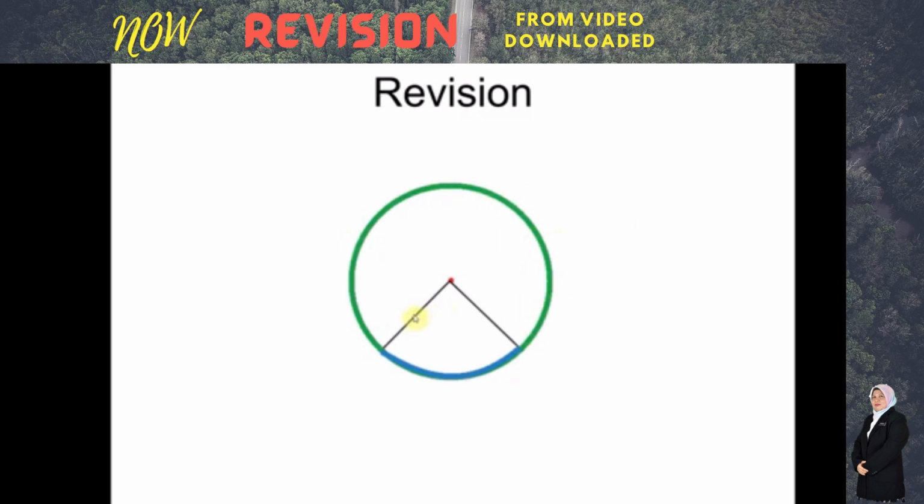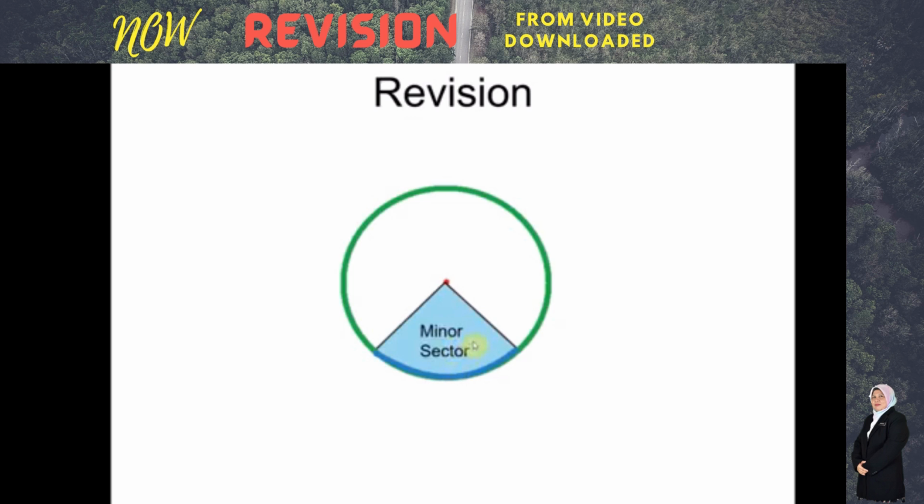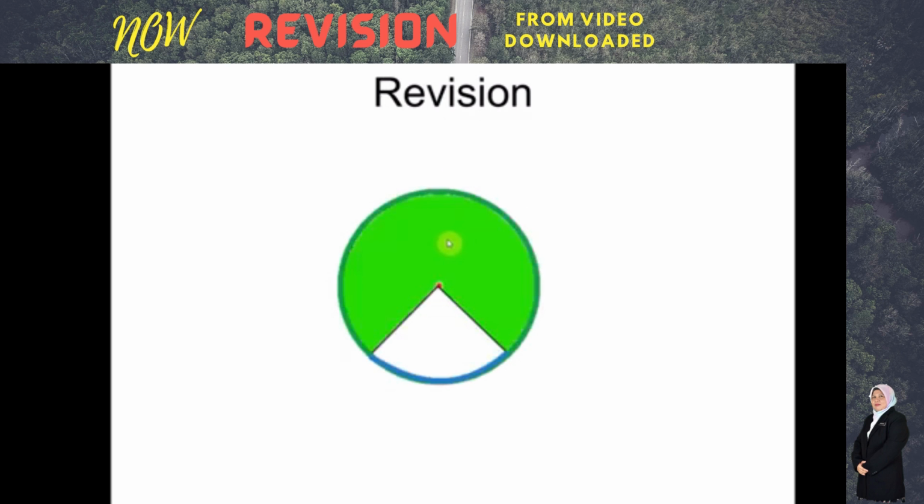And then the area surrounded by these two radius and the minor arc, which is painted blue here, this area we call minor sector. So I think you can guess that this area, the green colored sector, we call the major sector. So this is a very quick revision on the terminologies that you have learned.